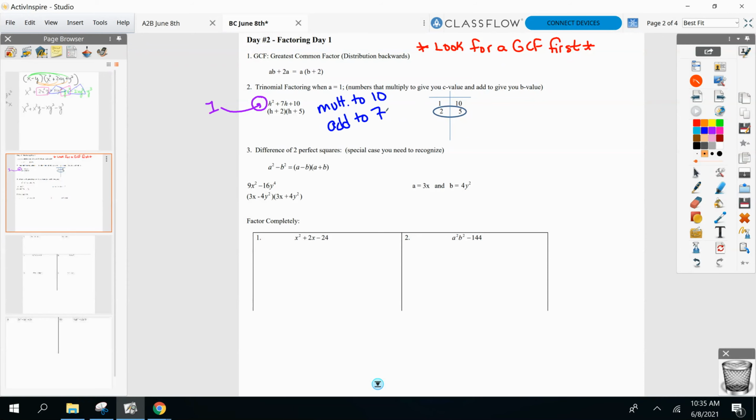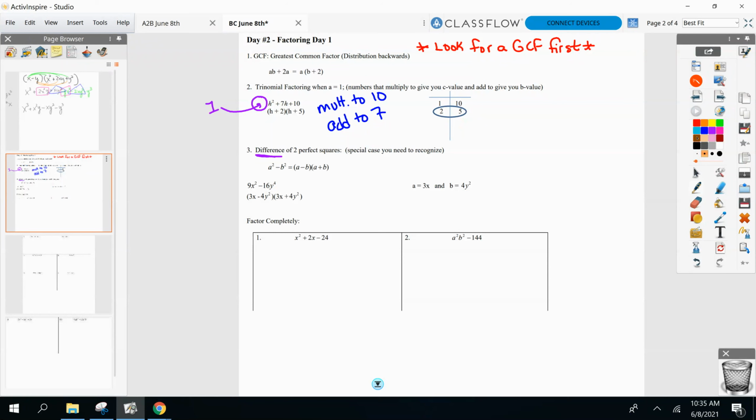And then this is the new method today. You probably did it last year in Algebra 1, I hope. Difference of 2 perfect squares. Do you know why it's called difference first? It's got to be subtraction. It has to be subtraction between the 2. If there's a plus sign in between, no good. It's got to be a subtraction in between the 2.